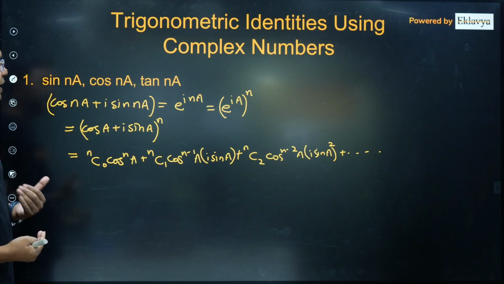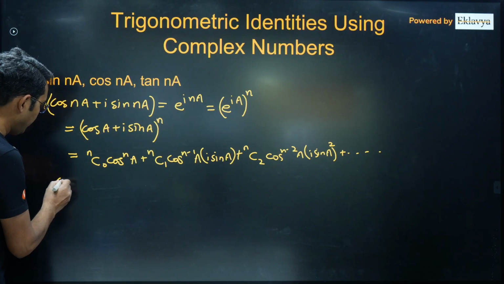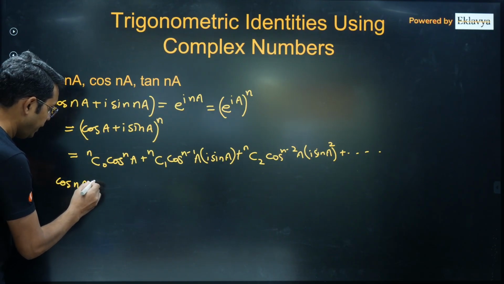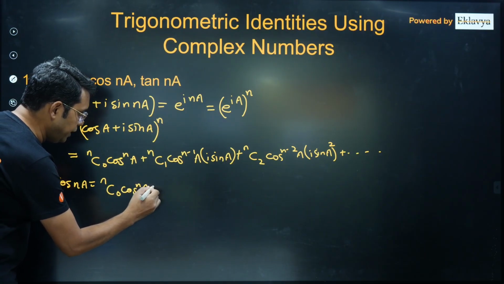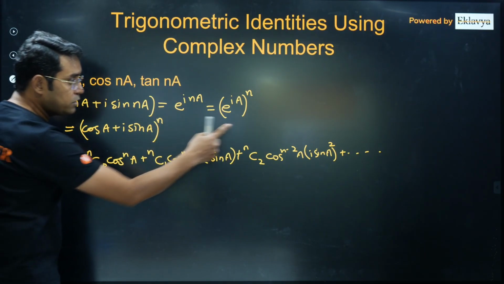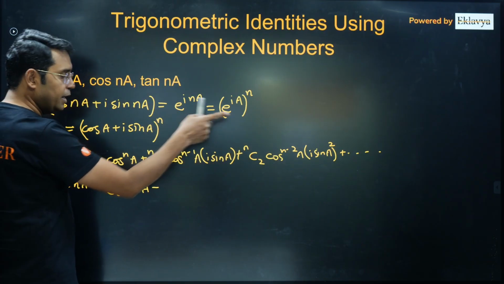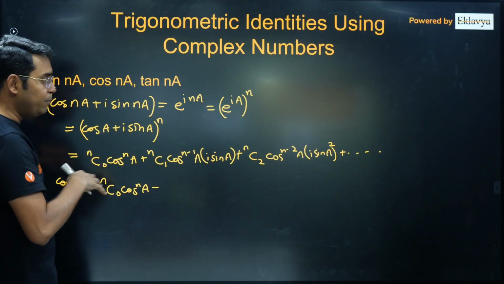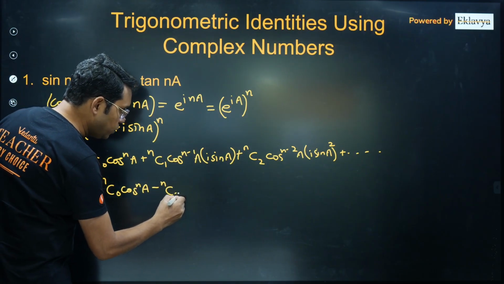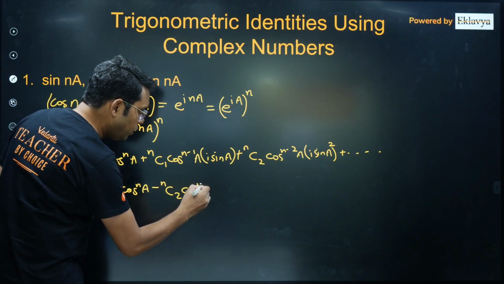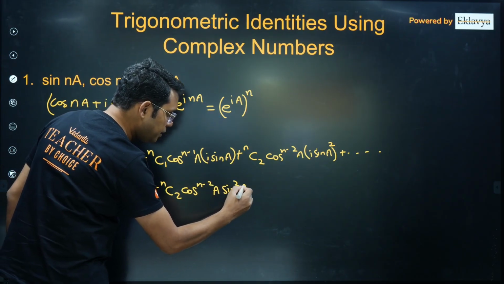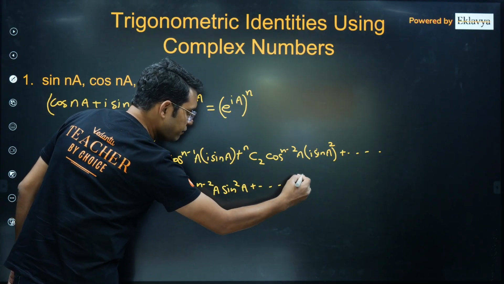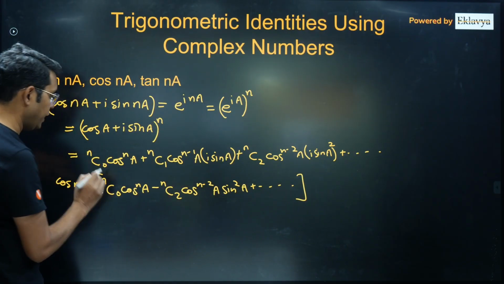You will get cos nA and sin nA. So what will be cos nA here? It will be the first term nC0 cos^n A, then there will be a minus sign because iota square will give you minus 1, and that will be counted in the real part, so minus nC2 cos^(n-2) A sin^2 A, and so on. So that will be the formula for cos nA.